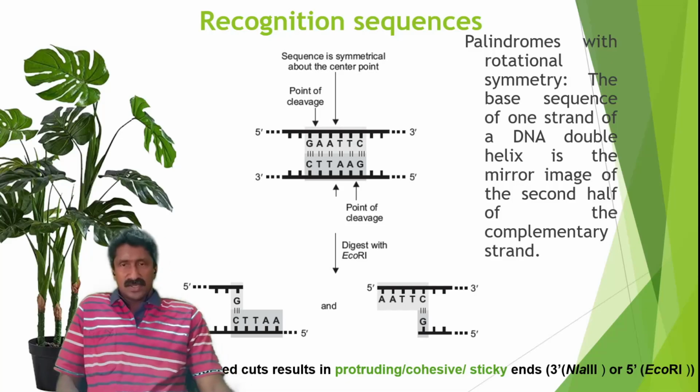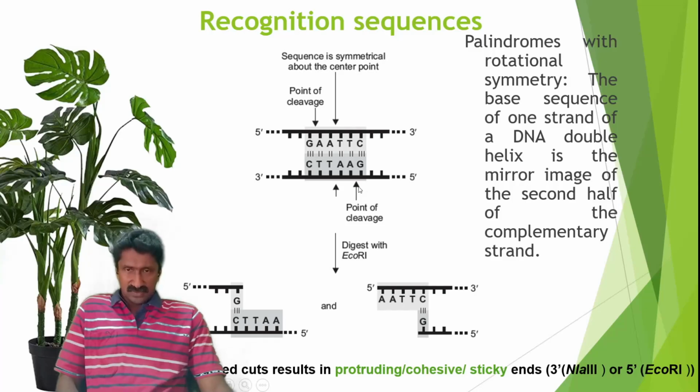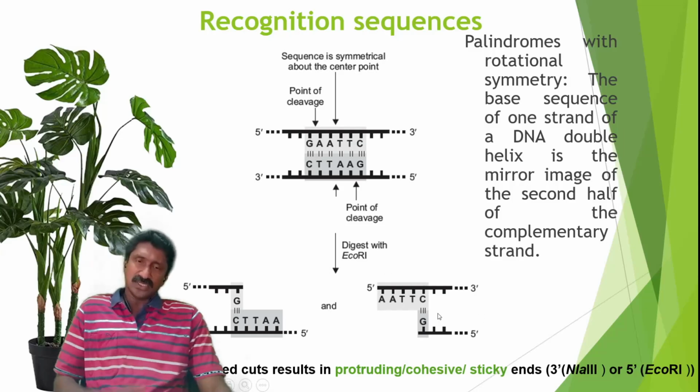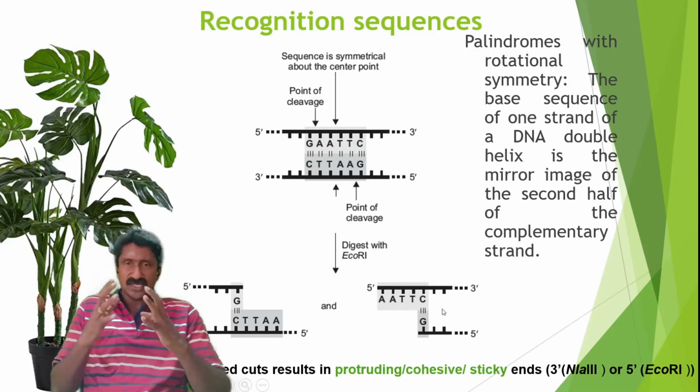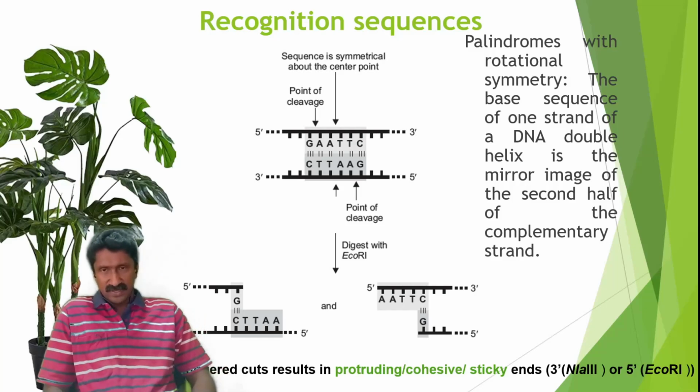So here we have some points of cleavage. On one strand we have a point of cleavage here, and on the second strand there is another point of cleavage. With digestion by the EcoRI enzyme, two fragments are created. This is a staggered cut, which results in protruding or cohesive or sticky ends. So you need to understand the nature of cuts created by the restriction enzyme.